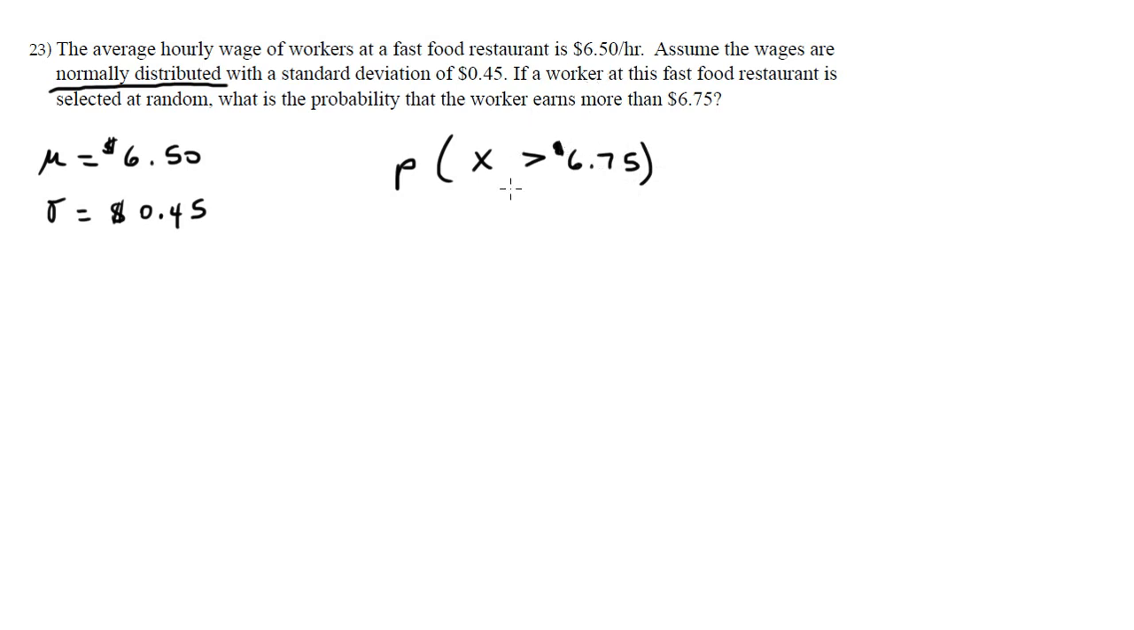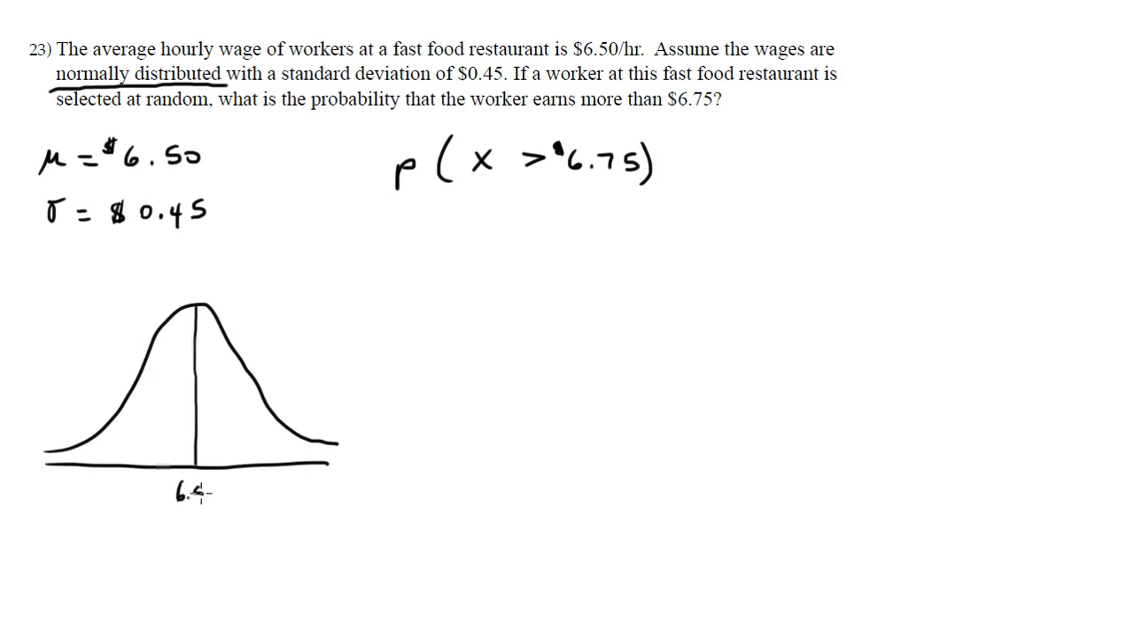Now, this is a difficult problem to do because if I'm thinking about normally distributed here, for this situation, here's my mean, 6.50. Each standard deviation, I'm adding 45 cents, so this is $6.95. If I add another 45 cents, this is $7.40. If I add one more, that's $7.85. And I can do the same in the other direction by subtracting 45 cents. So $6.05, $5.60, and $5.15.